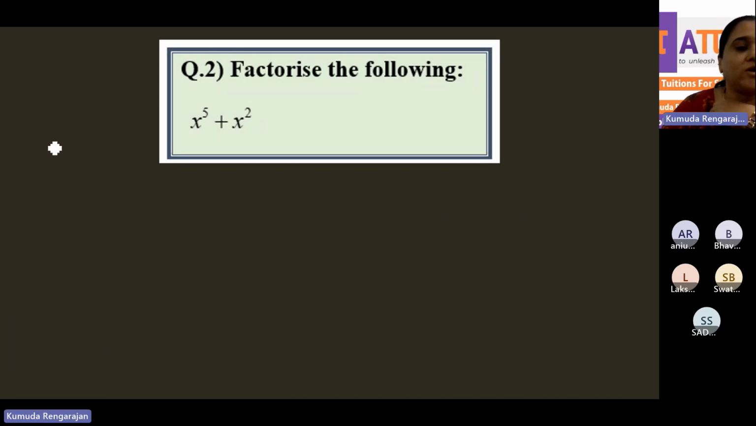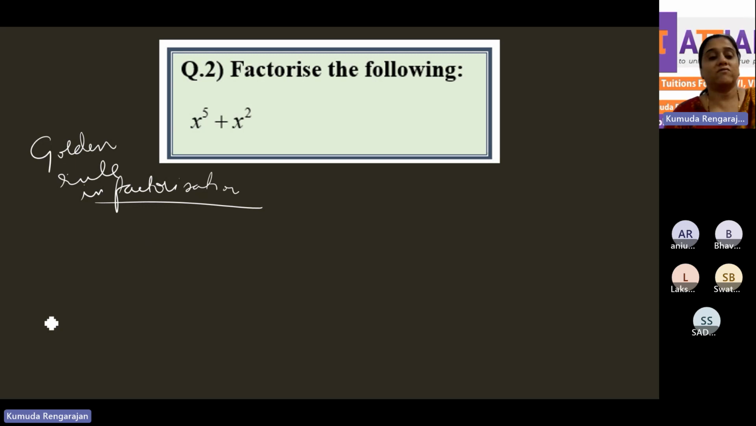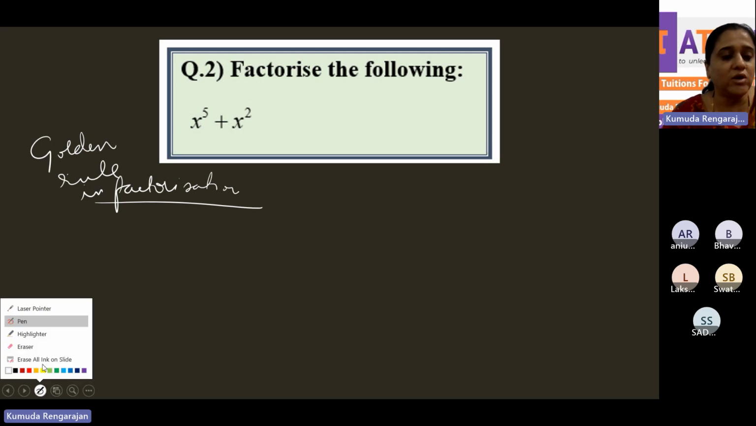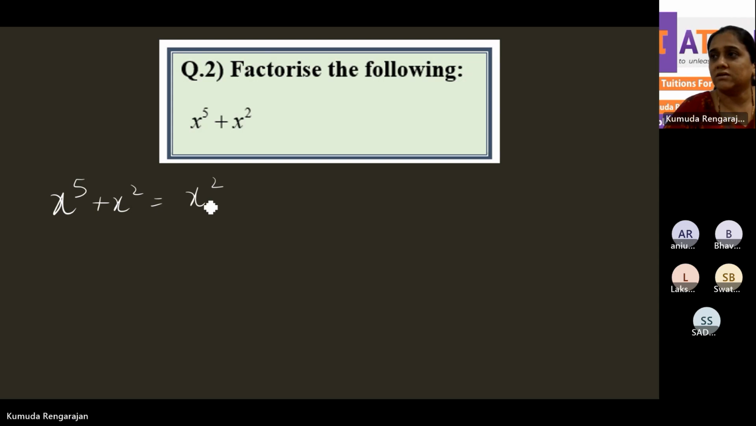I call it the golden rule in factorization. The golden rule in factorization is to take out the common factor. Whenever there's a common factor, take out the common factor. That's the golden rule. Otherwise, you cannot factorize. So x to the power 5 plus x squared. What is common? X squared is common. So what do you get in the bracket? X cubed plus 1.